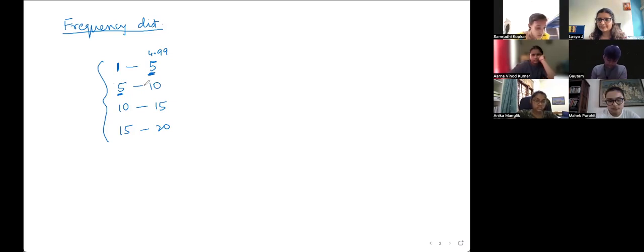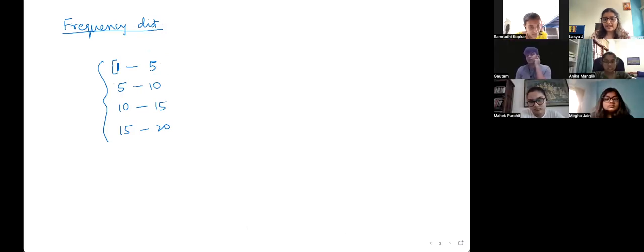Okay, that way. So whenever you have this sort of distribution, the first number is included, the outer number is not included. So if I have the observation 5, which group am I going to place it in? 1 to 5 or 5 to 10? 5 to 10. 5 to 10, right? Agrima, do you agree?